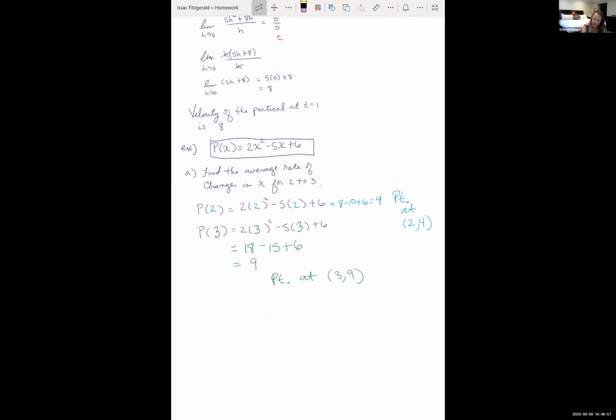So the average rate of change between those 2 points: 4 minus 9, the change in my y value, all over 2 minus 3. 4 minus 9 is negative 5, all over 2 minus 3, which is negative 1. So this is equal to 5.